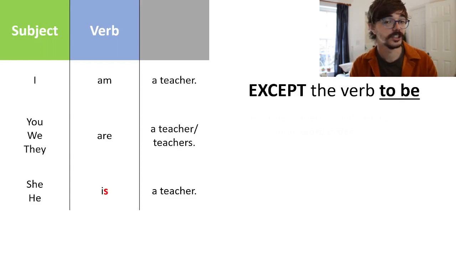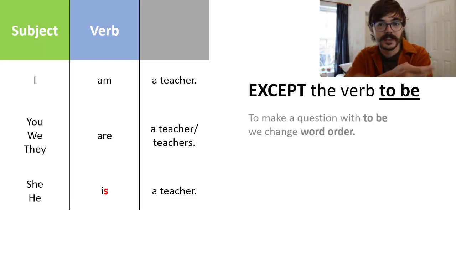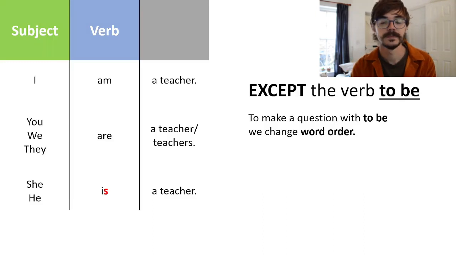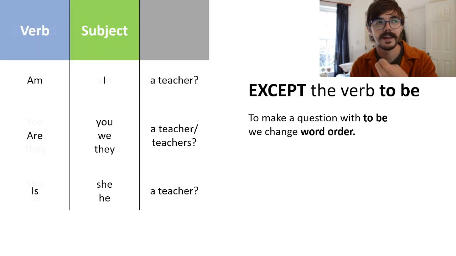He is a teacher. She is a teacher. So to make a question with to be, we just change the word order of the sentence. So instead of I am a teacher, we say, am I a teacher? Instead of you are a teacher, are you a teacher? Instead of we are teachers, are we teachers?